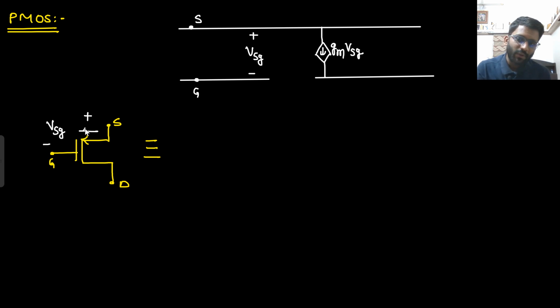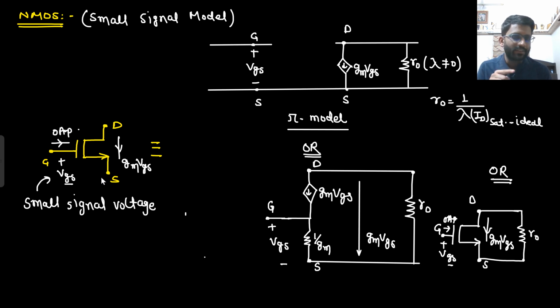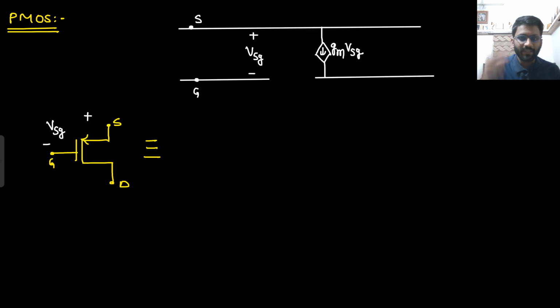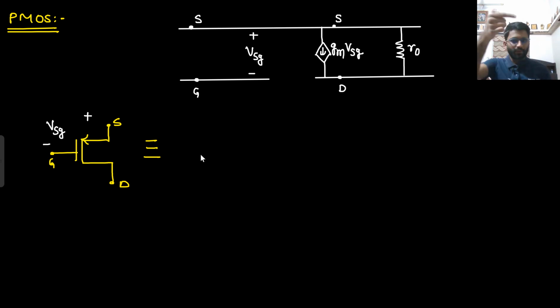Look, from where the arrow is getting out, that is at higher potential, and wherever the arrow is, that will be at lower potential. Here the arrow is at the gate, so the gate is at lower potential, and the source is at higher potential. So GM VGS in case of NMOS and GM VSG in case of PMOS. Source to gate is the VSG potential, so the current will be from source to drain. And between source and drain, the resistance is R0.